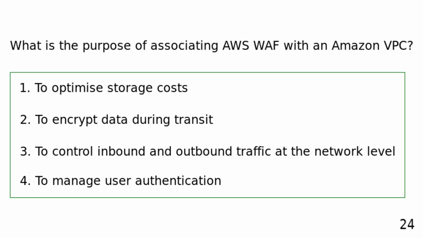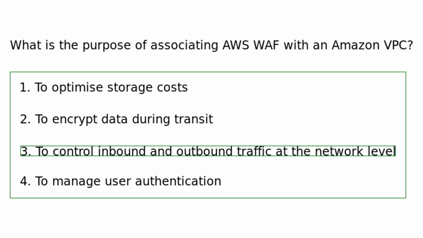What is the purpose of associating AWS WAF with an Amazon VPC? To optimize storage costs. To encrypt data during transit. To control inbound and outbound traffic at the network level. To manage user authentication. Associating AWS WAF with an Amazon VPC allows users to control inbound and outbound traffic at the network level, providing an additional layer of security for web applications.